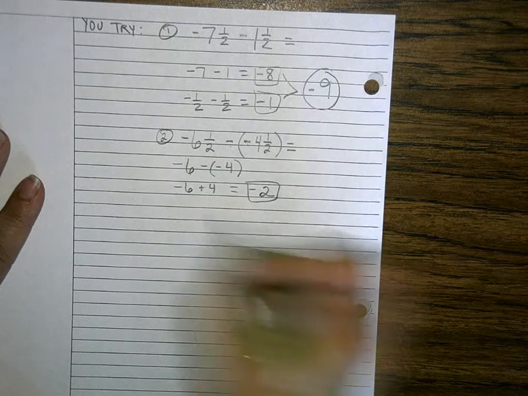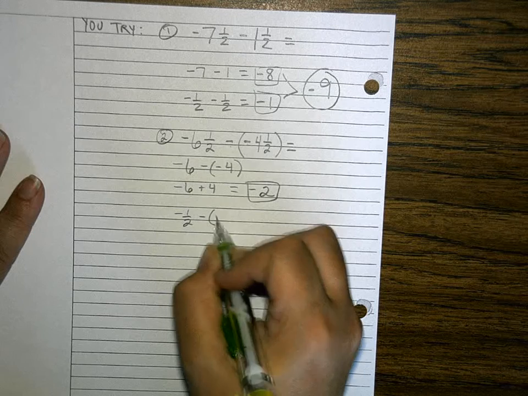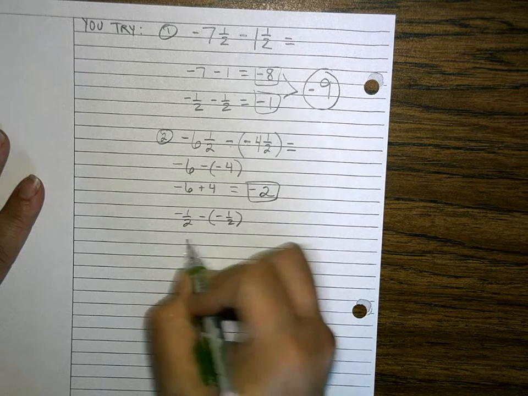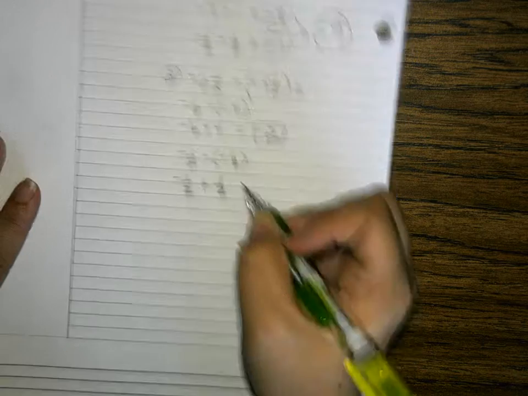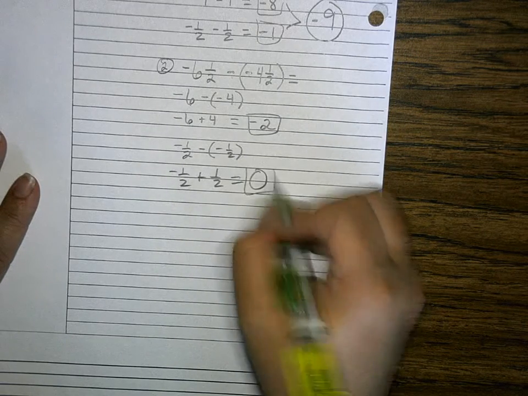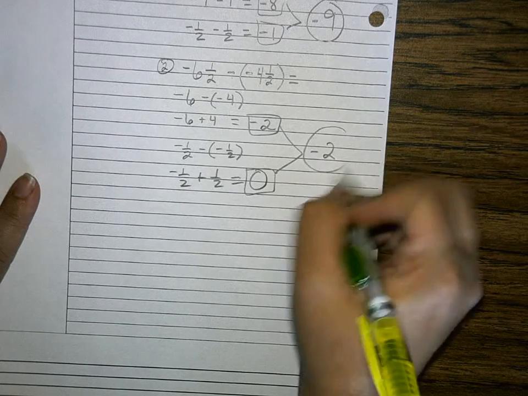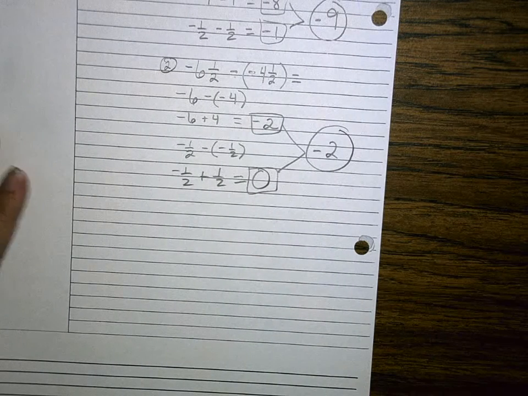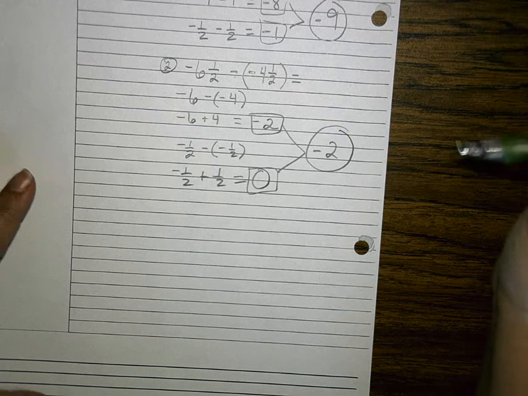Aha. I got it right. And then I have a negative half minus half. So that's like negative half plus a half, which equals 0. Additive inverses. And so my answer is just negative 2. Aha. Are we solving some fraction mysteries today? I think so.